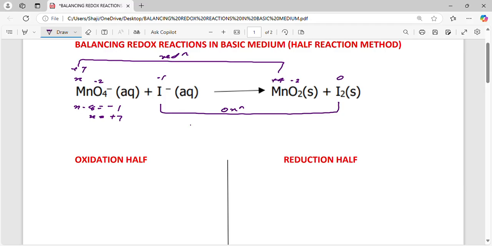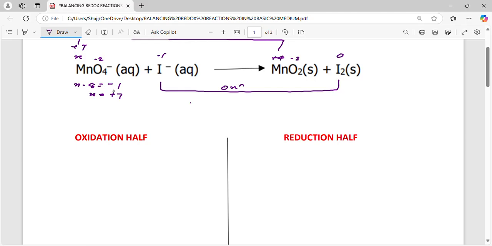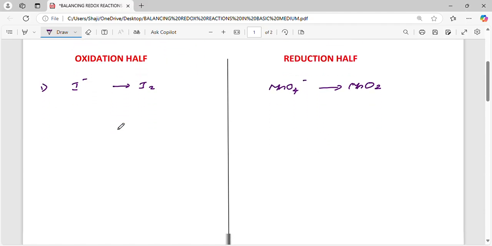So now let's divide the reaction into two halves, the oxidation half and the reduction half, which is the first step of balancing. I- giving I2 is the oxidation half reaction. MnO4- giving MnO2 is the reduction half reaction. This is the first step of balancing.